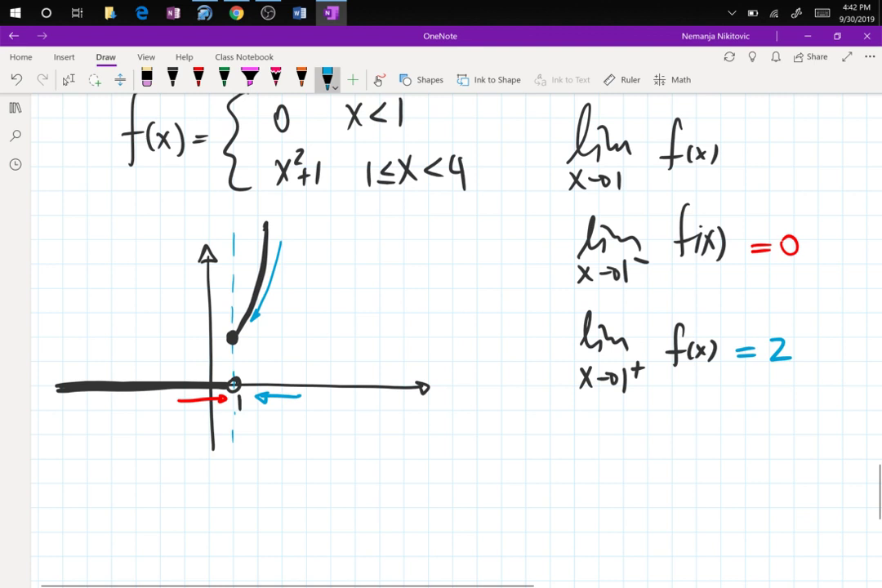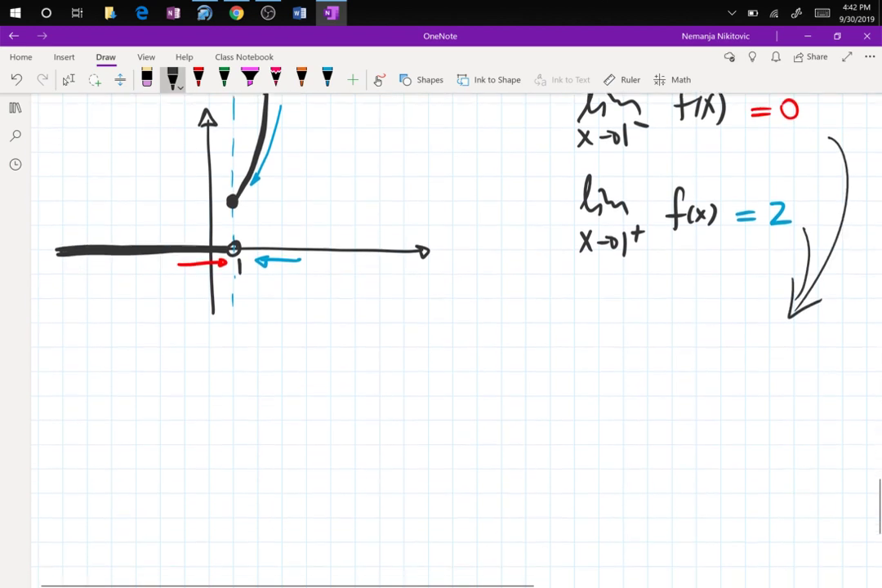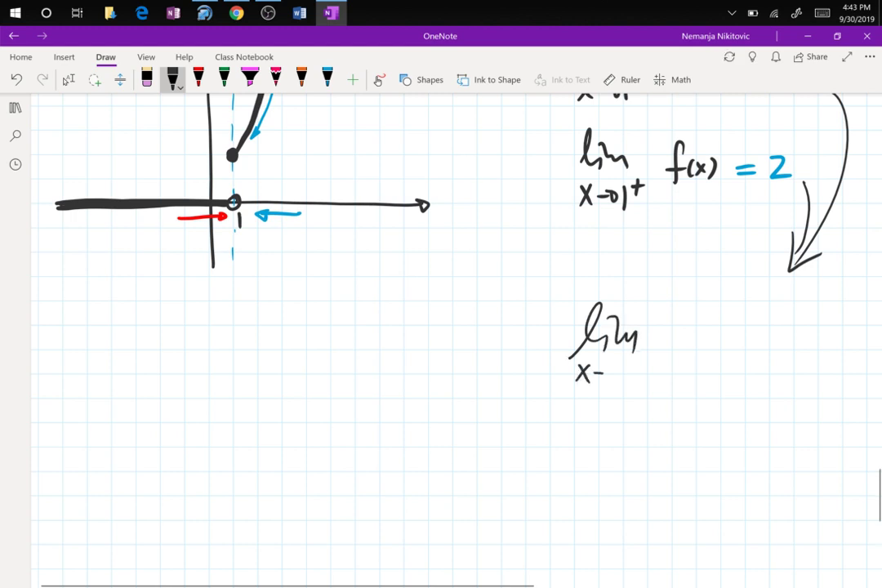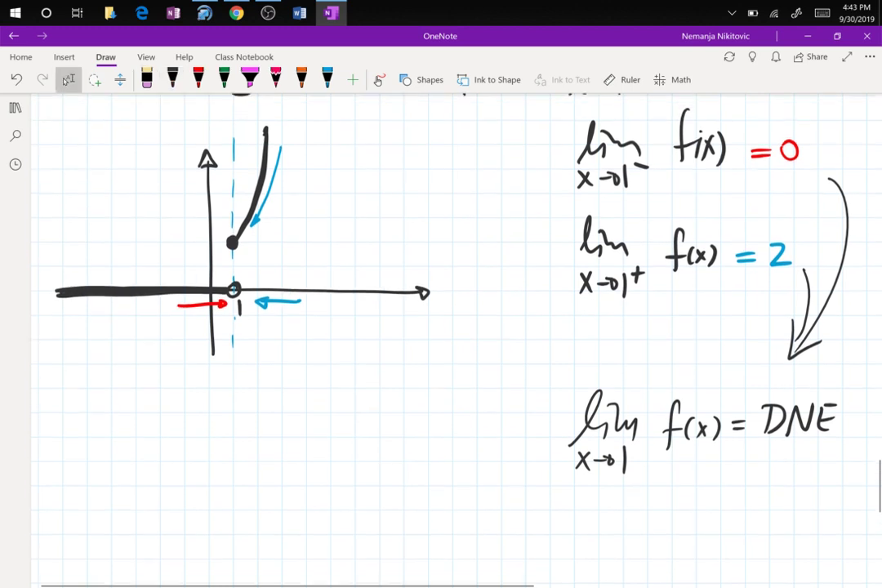And now we have that theorem which states that if these two are different numbers, the limit does not exist. So I'm going to pull these two together: the limit as x goes to 1 from both sides does not exist, because these two are different values. That was the theorem that we learned in 2.2. The left limit and right limit must be the same.